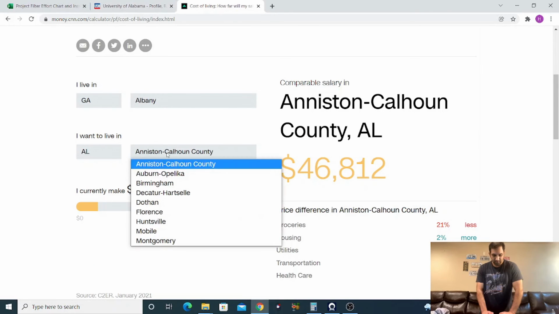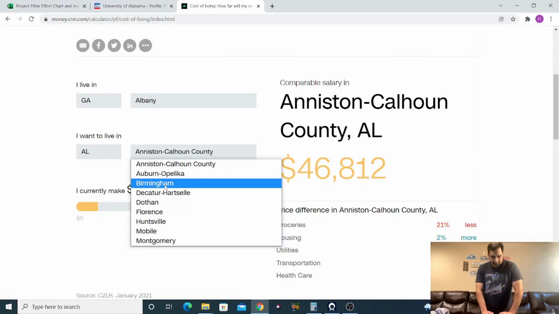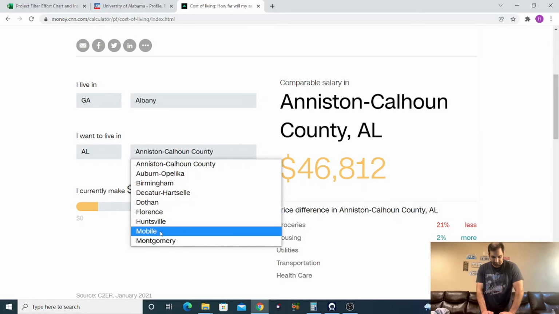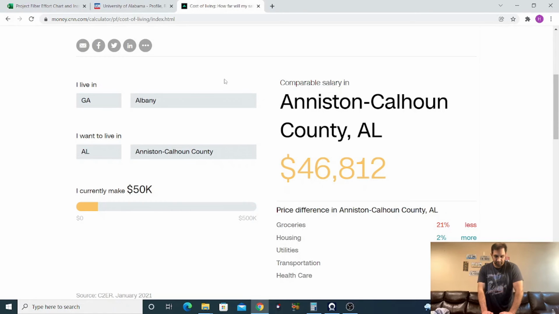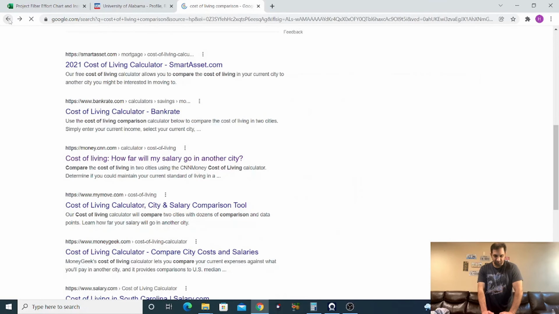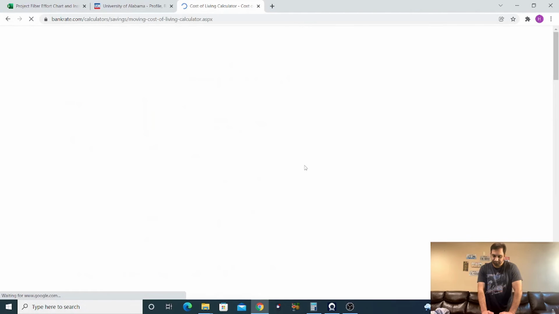Alabama, and Tuscaloosa is not listed here. I believe it's very close to Mobile. Let's do this. Sometimes you won't find the city in this tool, so you can go back and try this one. This one is pretty good as well. It's from Bankrate.